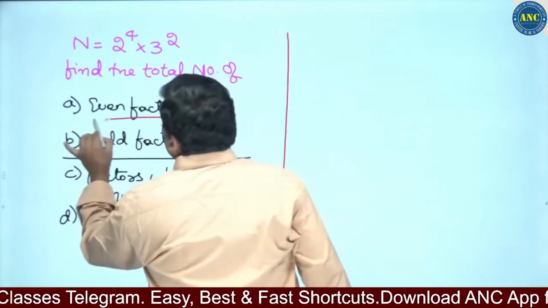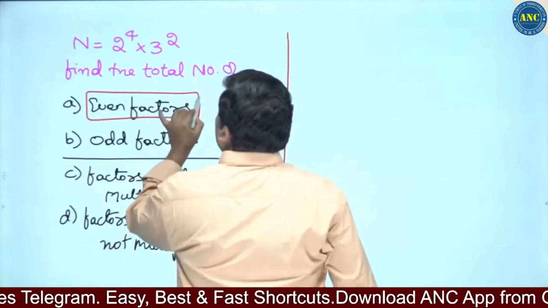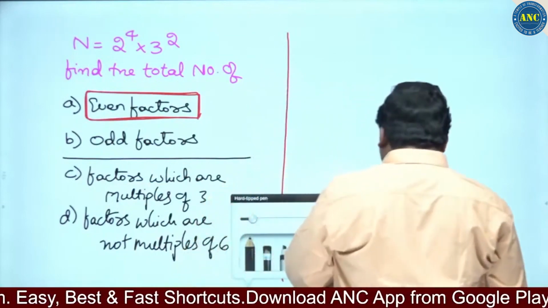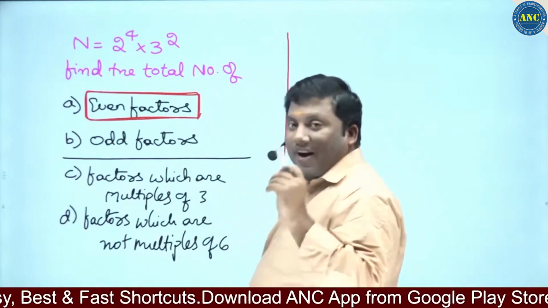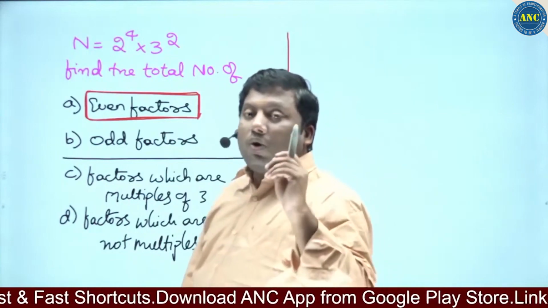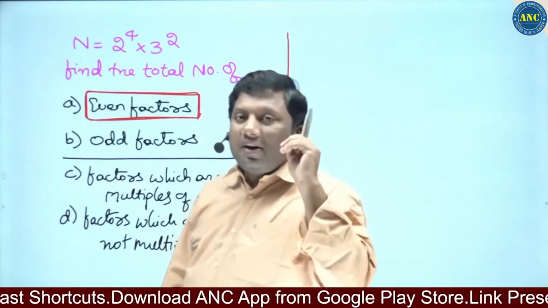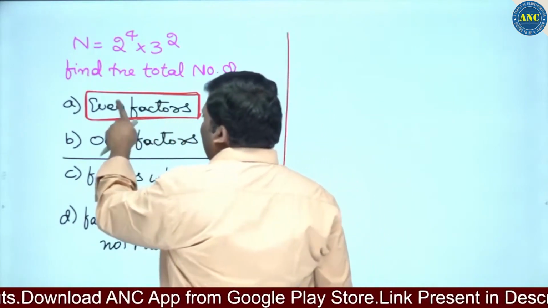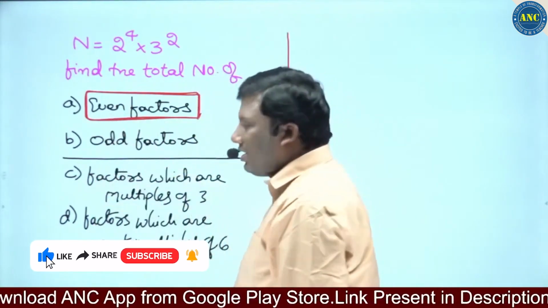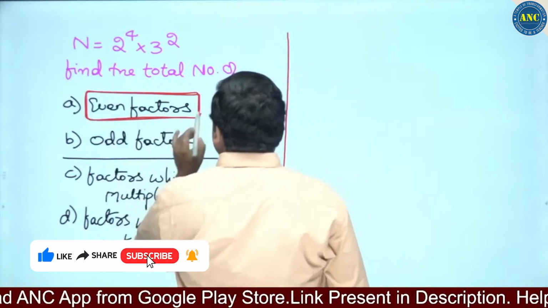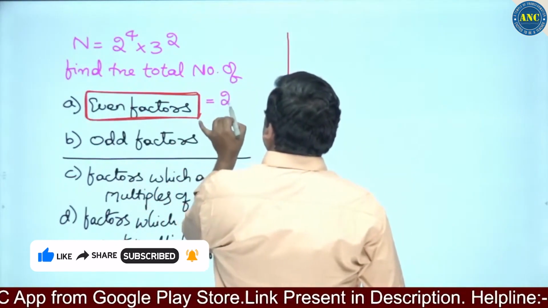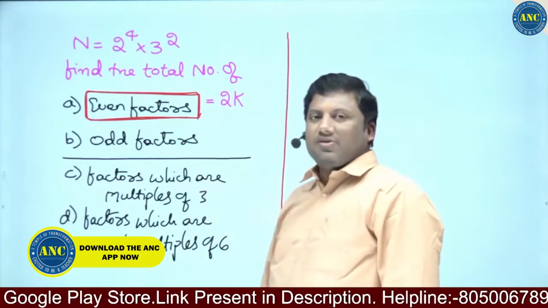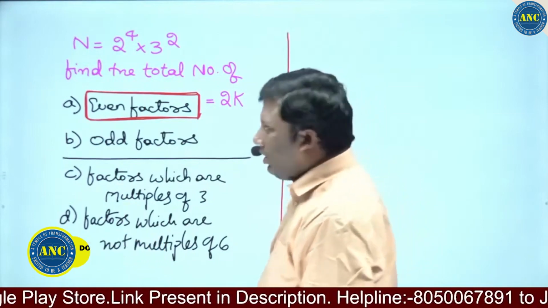What do you mean by even factors? Factors which are even numbers. What do you mean by an even number? An even number is a number which is divisible by 2. Factors which are even numbers are called even factors, factors which are divisible by 2. Any number which is divisible by 2 is of the form 2 into something.